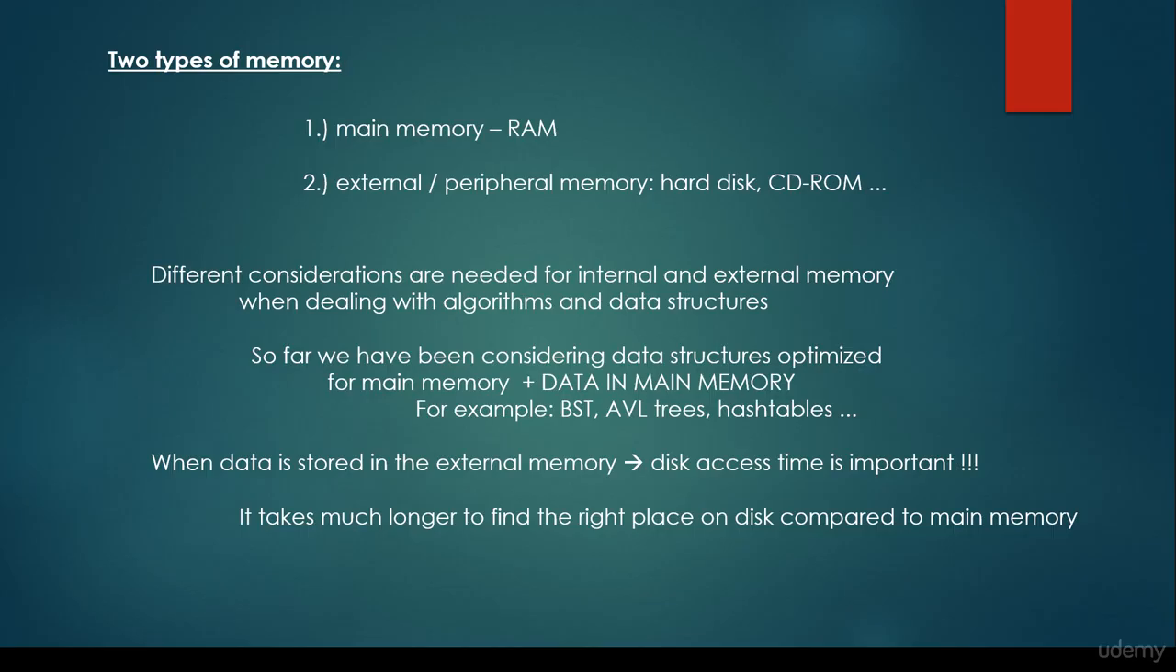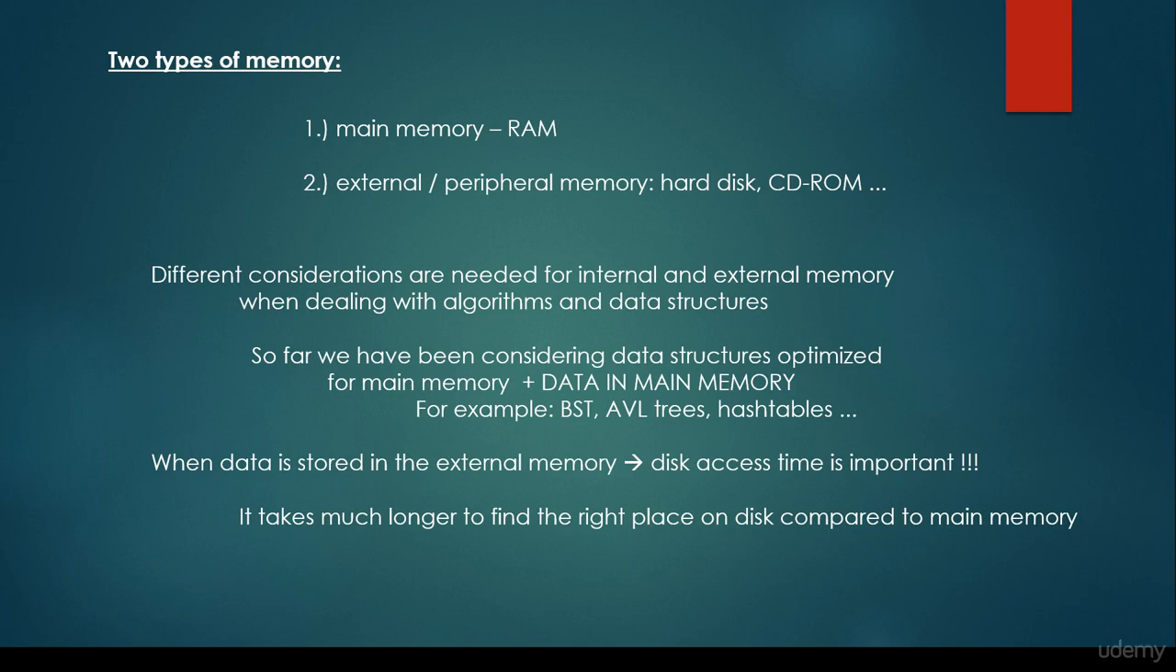And it's very important that different considerations are needed for internal and external memory when dealing with algorithms and data structures. Because so far we have been considering data structures optimized for main memory and data present in the main memory as well. For example, the binary search tree, AVL trees and hash tables. But when data is stored in the external memory, then the disk access time is important as well. And it takes much longer to find the right place on disk compared to the main memory.